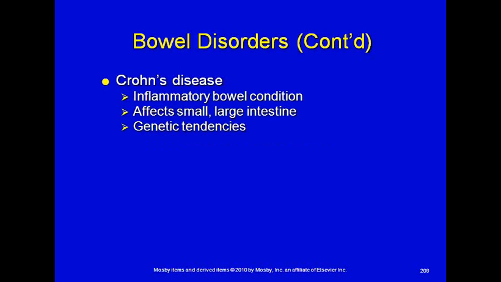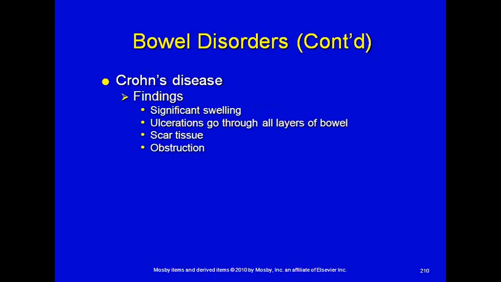Crohn's disease is very similar to ulcerative colitis, but it affects mostly the small intestine. It can infect some of the large intestine, but it's mostly found up in the small intestine. Crohn's disease has a tendency to be genetic, so chances are if you have Crohn's disease, somebody in your family had it as well. There's a significant swelling of the small intestine. It can lead to ulcerations through all layers of the bowel.